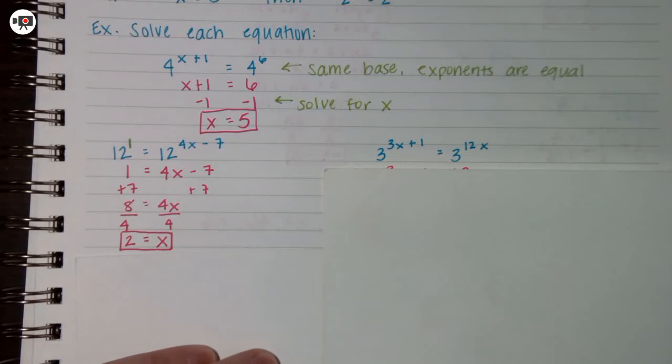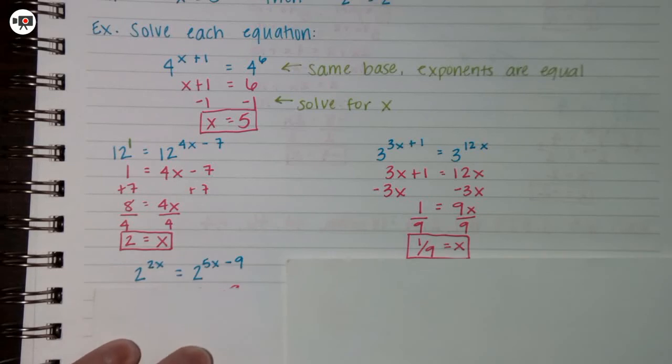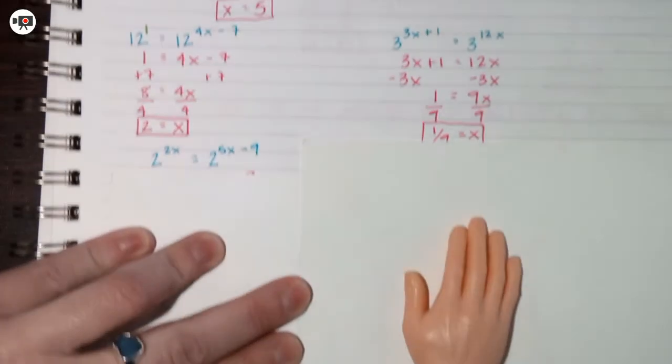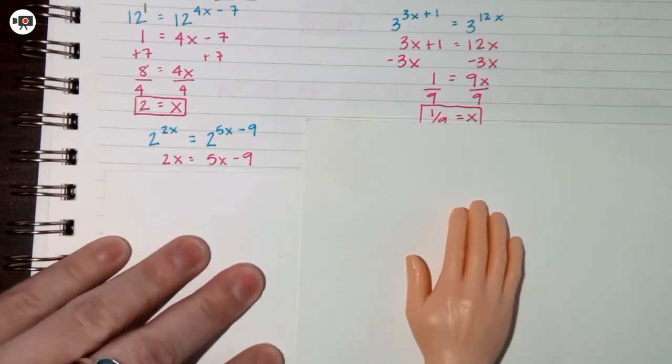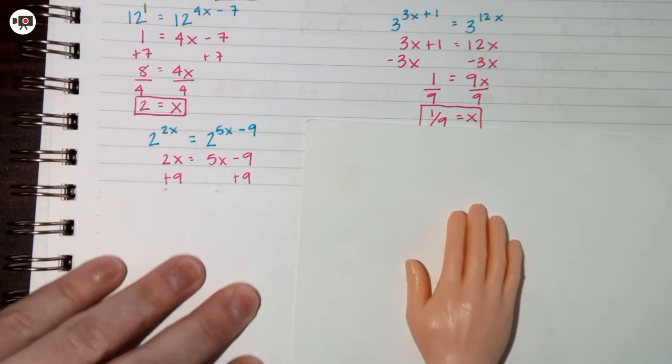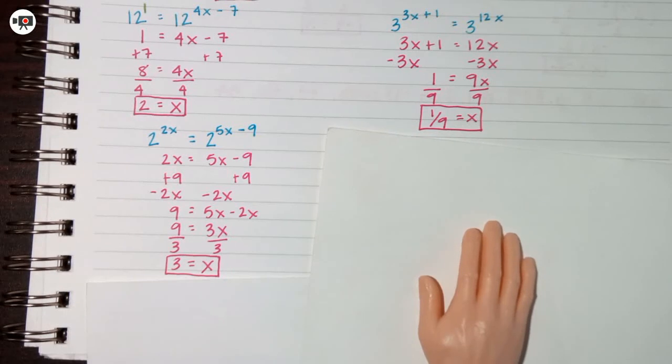If I have 3 to the 3x plus 1 equals 3 to the 12x, they have the same base, set their exponents equal to each other, and solve for x. And here x is equal to 1/9. If I have 2 to the 2x equals 2 to the 5x minus 9. Again, they have the same base. Exponents are equal, and now I'm going to solve for x. So this one, you could move the 5x over right away, or you could move the number over and then move your 2x over. Either way, you should end up with x equals 3.